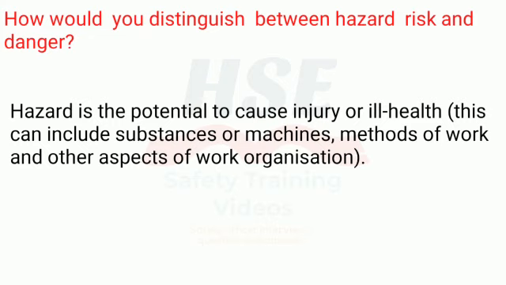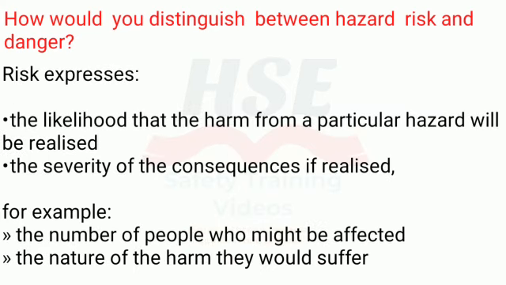How would you distinguish between hazard, risk and danger? Hazard is the potential to cause injury or ill health. This can include substances or machines, methods of work and other aspects of work organization. Risk expresses the likelihood that the harm from a particular hazard will be realized, and the severity of the consequences if realized. For example, the number of people who might be affected and the nature of the harm they would suffer.